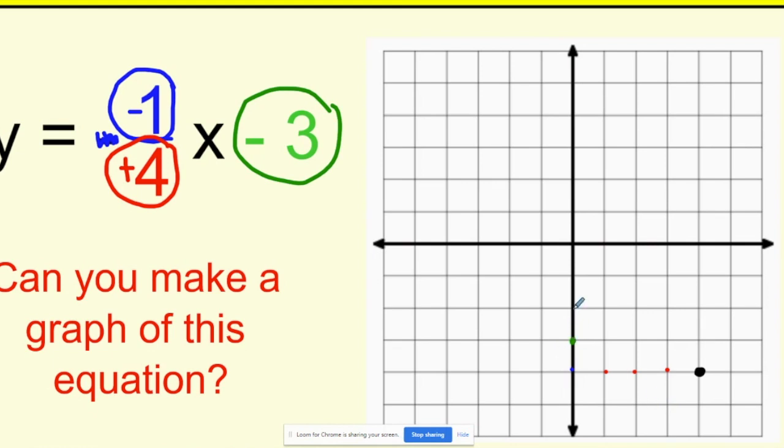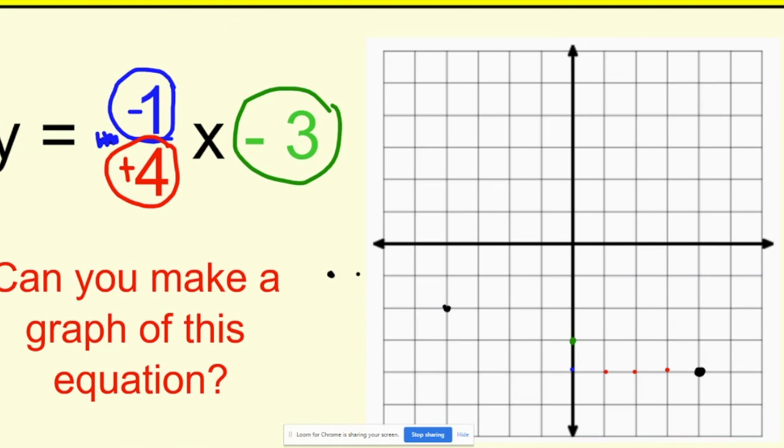I'm going to go up 1, and then I'm going to go left 4. And then I'm going to go up 1, and it's about there, and 4. Okay, so now I have this ordered pair and this ordered pair.